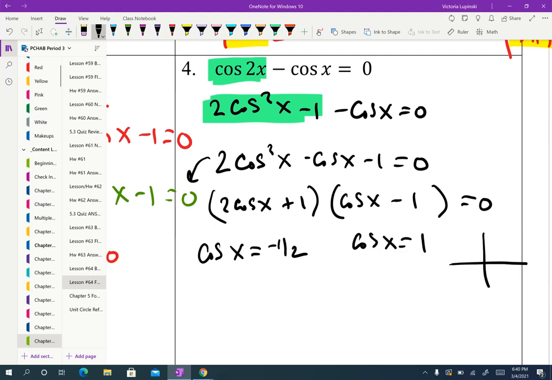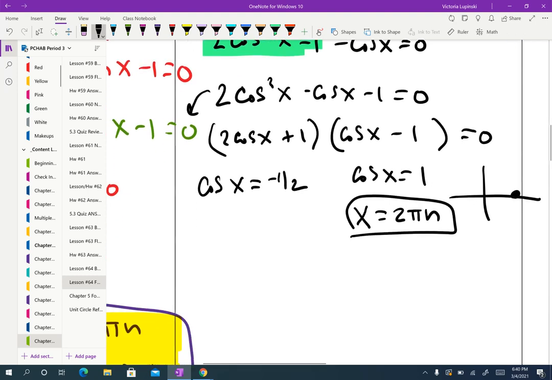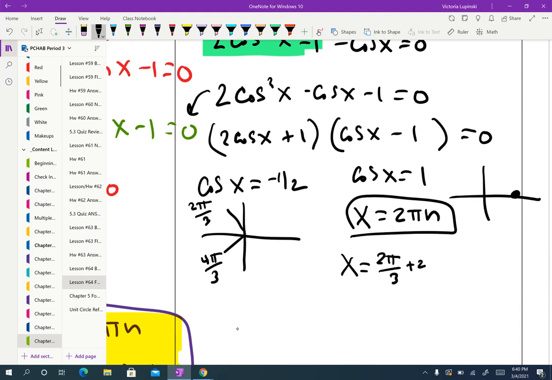So the cosine of x equals 1 happens only over here at 0. The best way to say that is 2 pi n. The cosine equaling negative 1/2, well, cosines are x's, so that is true in quadrants 2 and 3. Make sure you have the right family. It's the pi over 3 family, and 2 and 4 pi over 3, respectively. Because those values are not equidistant, you're going to have to say 2 pi over 3 plus 2 pi n, and then you're also going to have to say 4 pi over 3 plus 2 pi n.